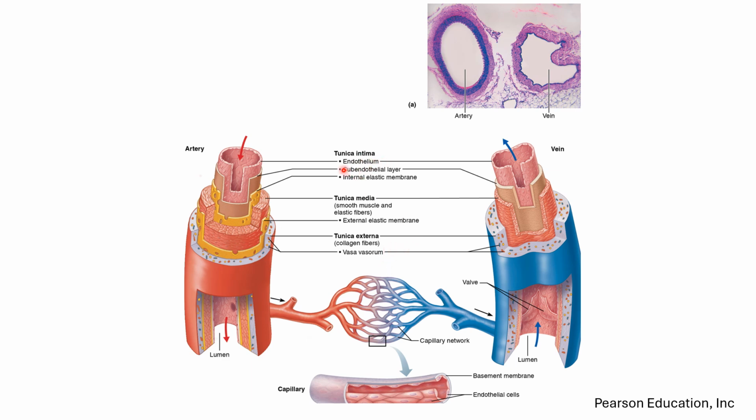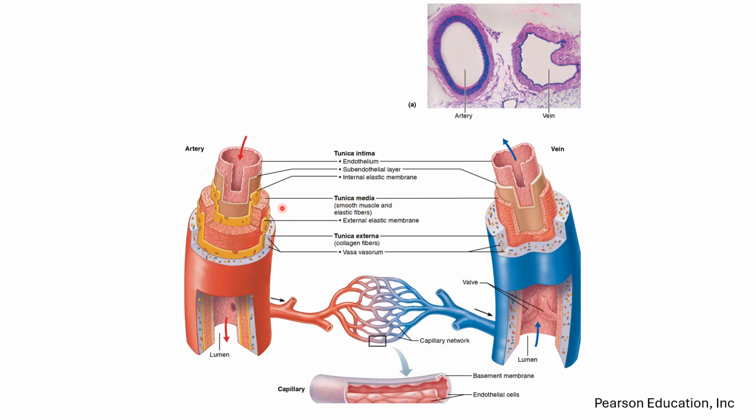So tunica intima consists of endothelium and subendothelial layer, and in the artery there is also an internal elastic membrane, and this internal elastic membrane is more prominent in the elastic arteries. Then as the arteries become smaller and become muscular and further smaller, this internal elastic membrane becomes less prominent. As you can see, the vein also has tunica intima, but the tunica intima of the vein is different than the tunica intima of the artery. It does not contain an elastic membrane. Then we have tunica media.